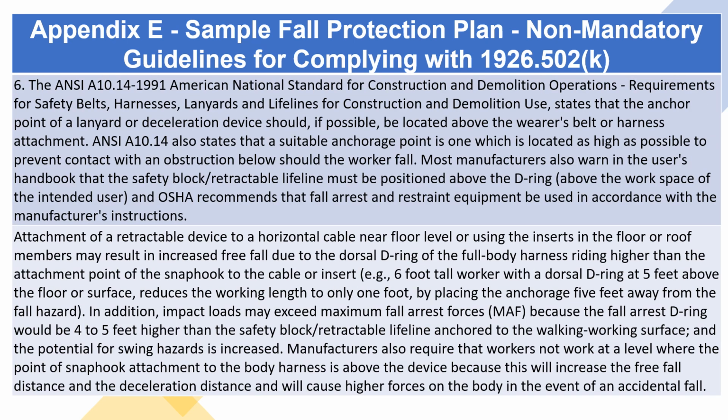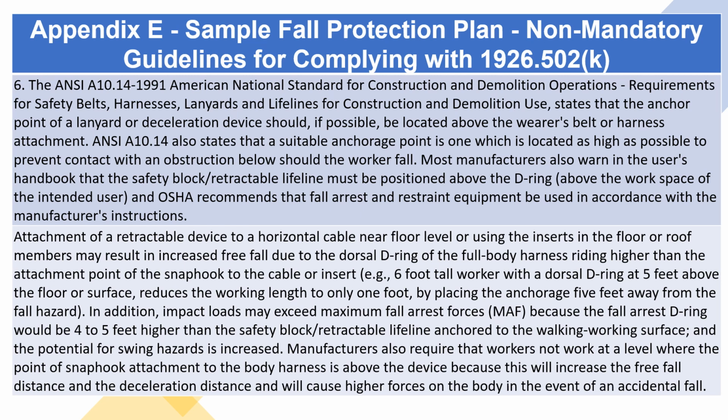6. The ANSI A10.14-1991 American National Standard for Construction and Demolition Operations requirements for safety belts, harnesses, lanyards and lifelines for construction and demolition use, states that the anchor point of a lanyard or deceleration device should, if possible, be located above the wearer's belt or harness attachment. ANSI A10.14 also states that a suitable anchorage point is one which is located as high as possible to prevent contact with an obstruction below should the worker fall.